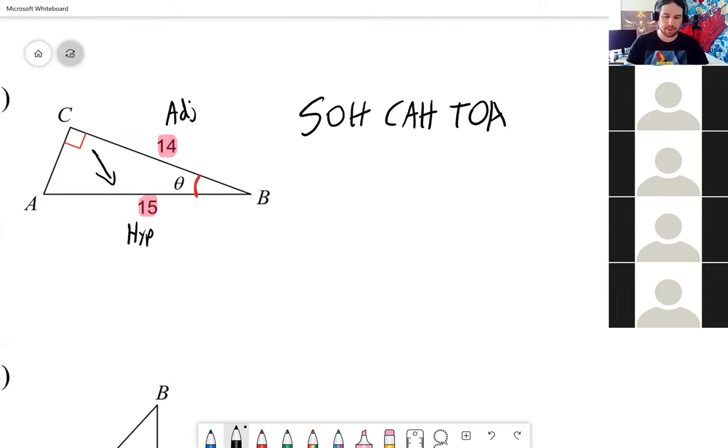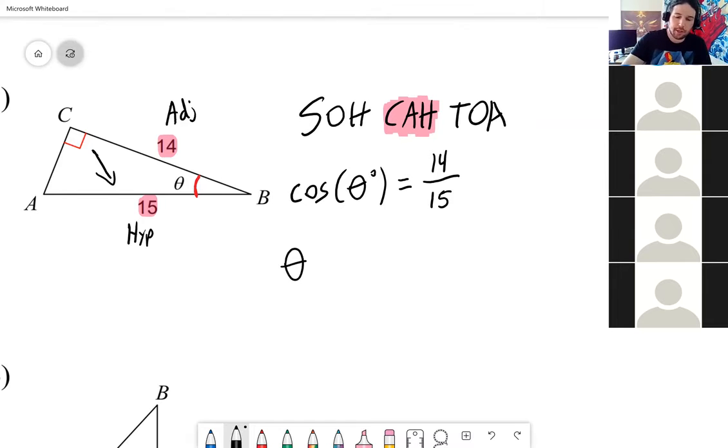Hopefully while I was jabbering there, you figured out that the one that we're using is the one with adjacent and hypotenuse, which is cosine. But again, it has to be cosine of some angle, and we don't know what that angle is. It's cosine of theta degrees equals adjacent over hypotenuse. Adjacent is 14, hypotenuse is 15. So then I arc cosine both sides. And we're back to the calculator.